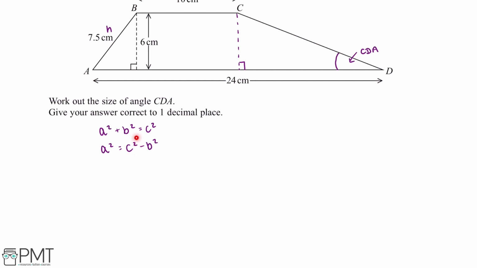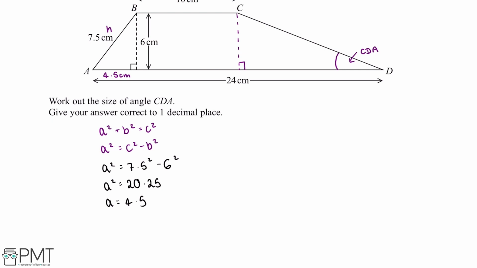So our value for c will be 7.5 centimetres. And then our value for b will be 6 centimetres. And if we put this into our calculator, this tells us that a squared is equal to 20.25. So the final thing we need to do to work out this length is square root both sides of the equation, and this tells us that a is equal to 4.5. So therefore the base of this triangle is 4.5 centimetres.